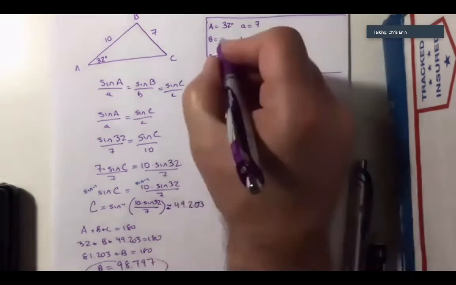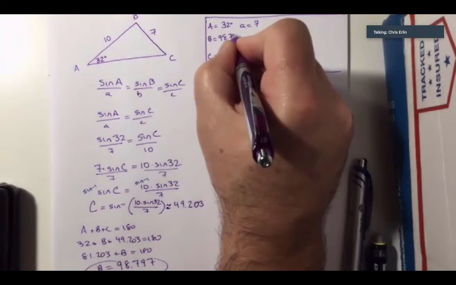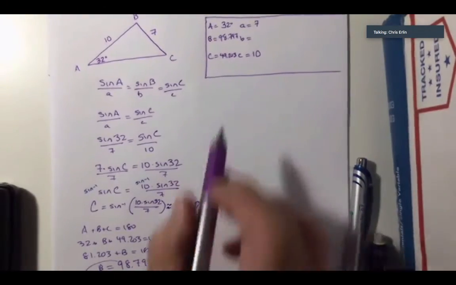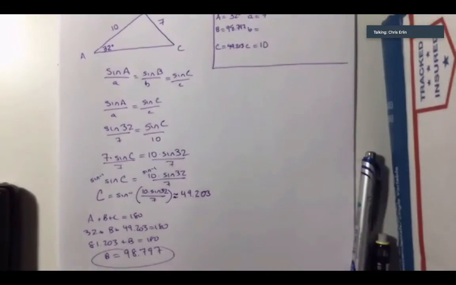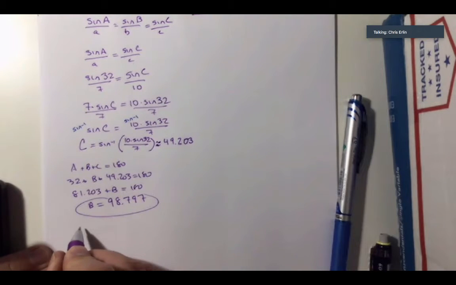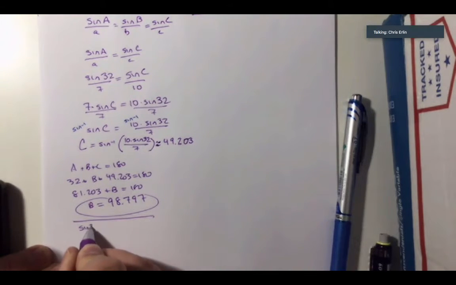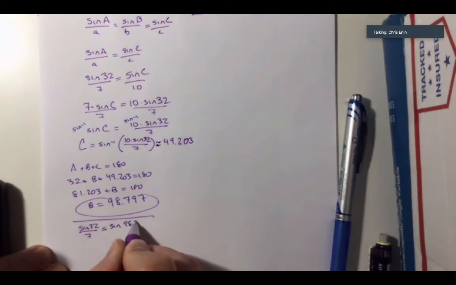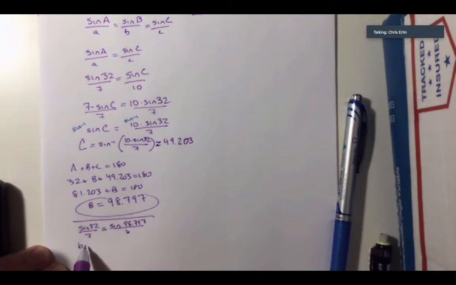Okay, so I can add that in up here, 98.797, and I can solve for the third side, b, by again using the law of sines. So I'd say sine of 32 is to 7 as sine of 98.797 is to b. Excuse me, cross multiply and solve. This time I'm solving for b and it's being multiplied by sine of 32, so I divide by sine of 32.